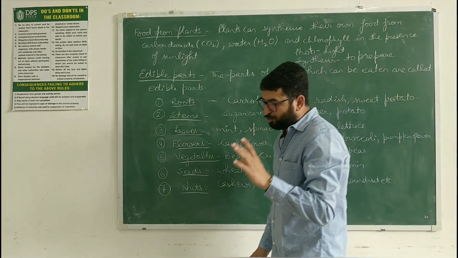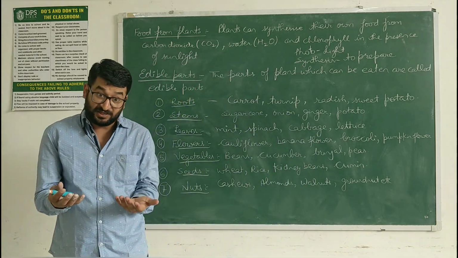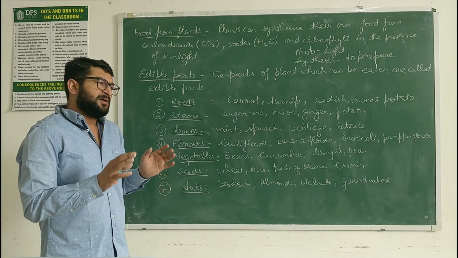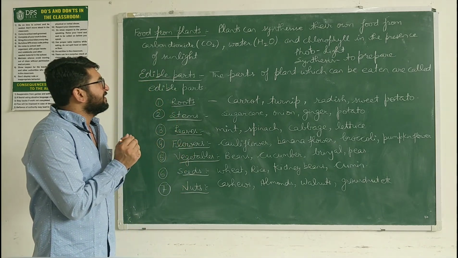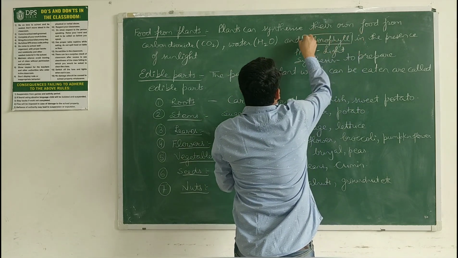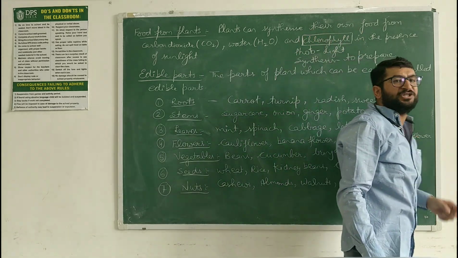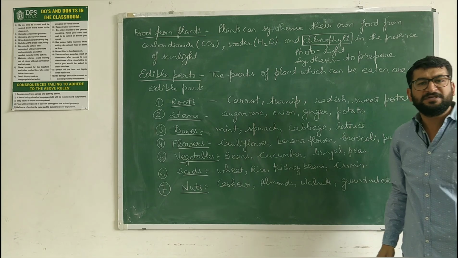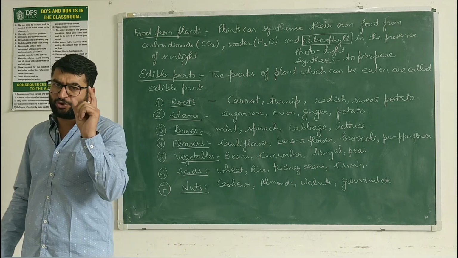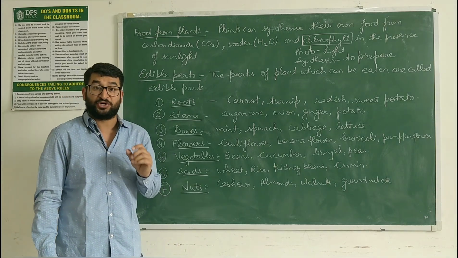From where do they take water? From roots. Roots absorb it from where? From the soil. They trap sunlight. Why sunlight? Because they have a green color pigment in their leaves. That green color pigment is known as chlorophyll. Pigment means any substance which provides color. Any substance that provides color is called a pigment, also called a dye.